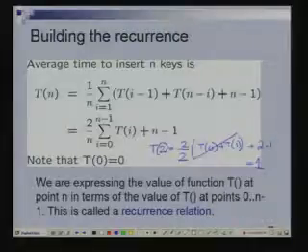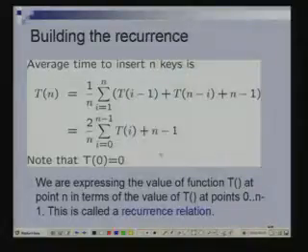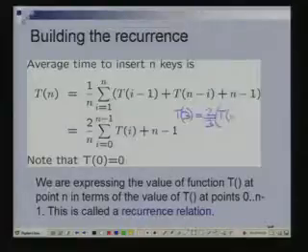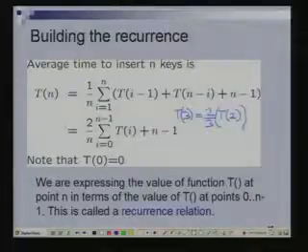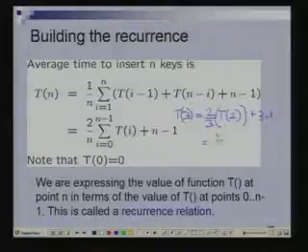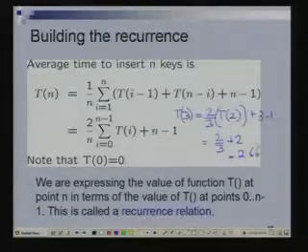And if you are not convinced so far, let us also compute T of 3. So T of 3 will be 2 over 3 times T of 0, which is 0, so let me ignore that, T of 1, which is also 0, let me ignore that, T of 2, which is non-zero, so let me leave that around, plus n equals 3, 3 minus 1. T of 2 was 1, so this becomes 2 over 3 plus 2, which is 2.66, which is exactly what we computed.